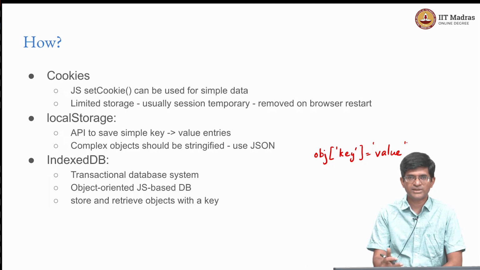Once you have done that, you can store it into local storage as the value corresponding to some key. And when you want to read it back, you can read it and then use JSON.parse in order to get back the original object. Okay, so local storage is quite a powerful concept, and we'll look a little bit more into that next.